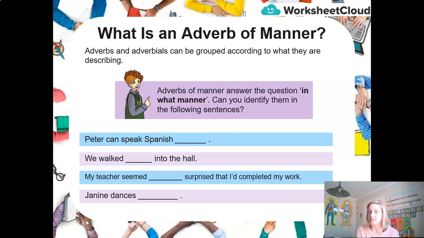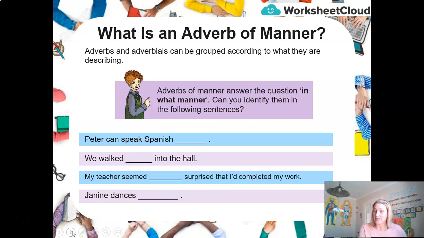Peter can speak Spanish. We walked into the hall. My teacher seemed surprised that I completed my work. Janine dances. Remember, each word you choose must tell me in what manner something occurred. Okay, let's see how you got on.